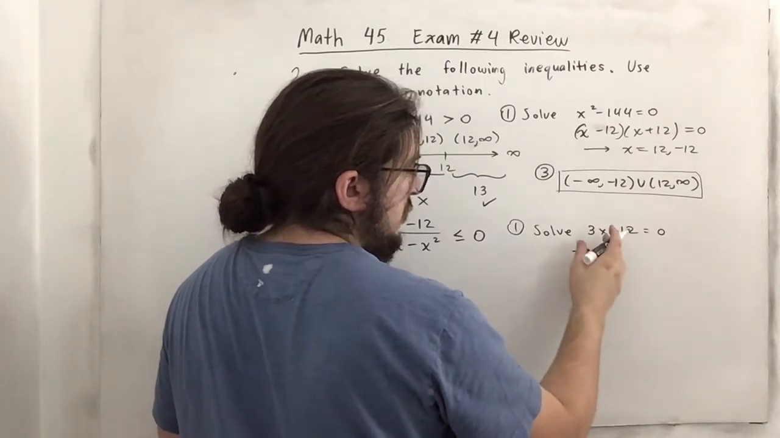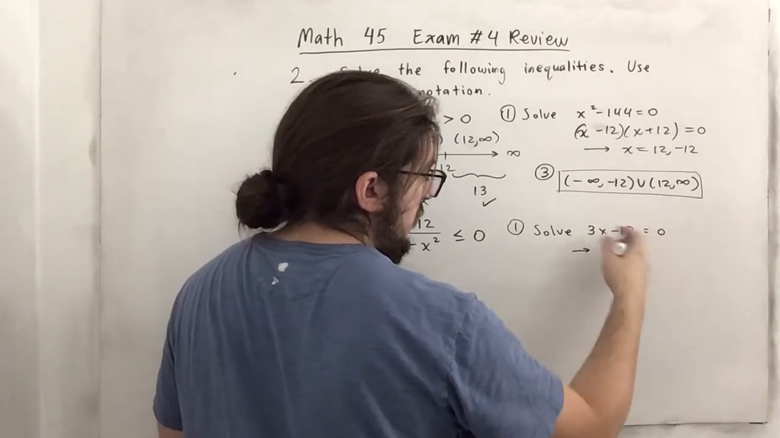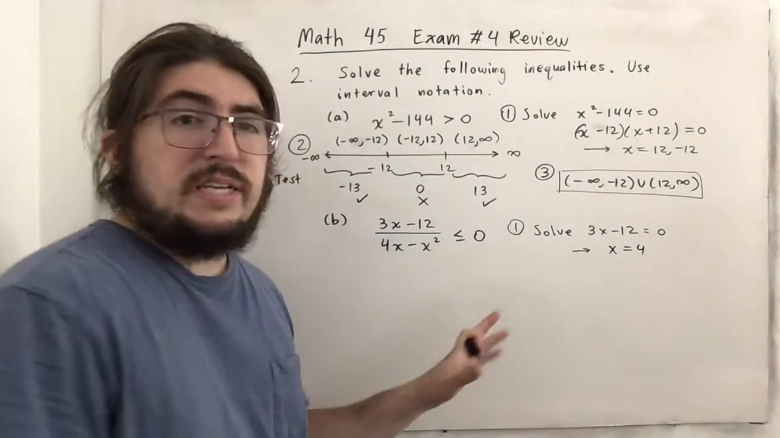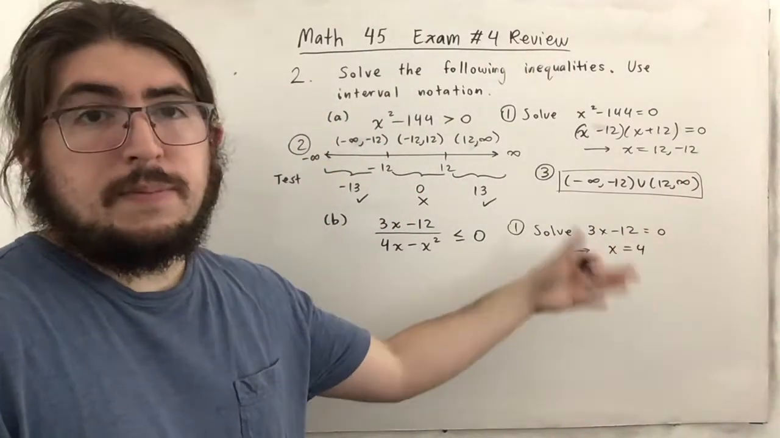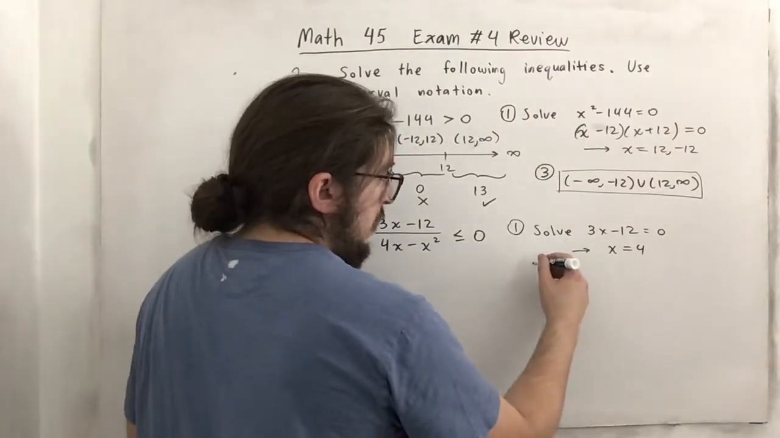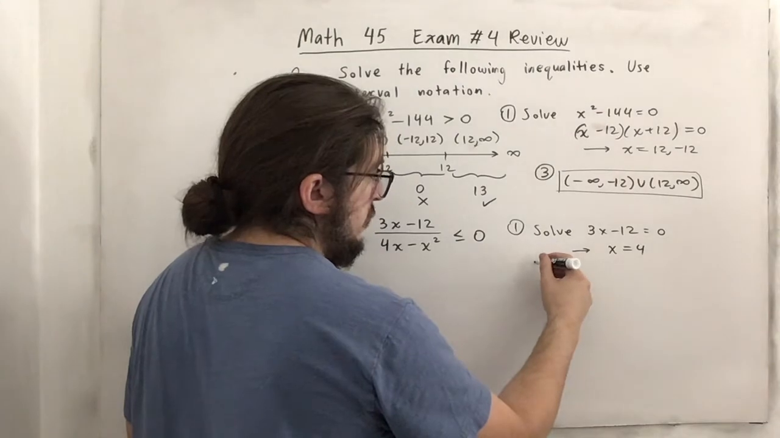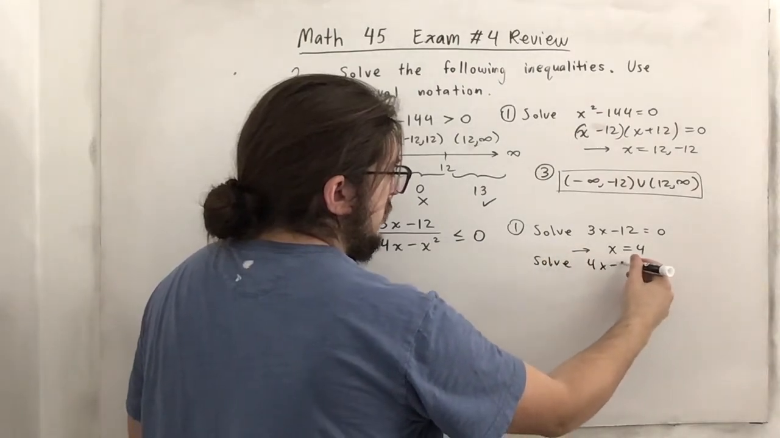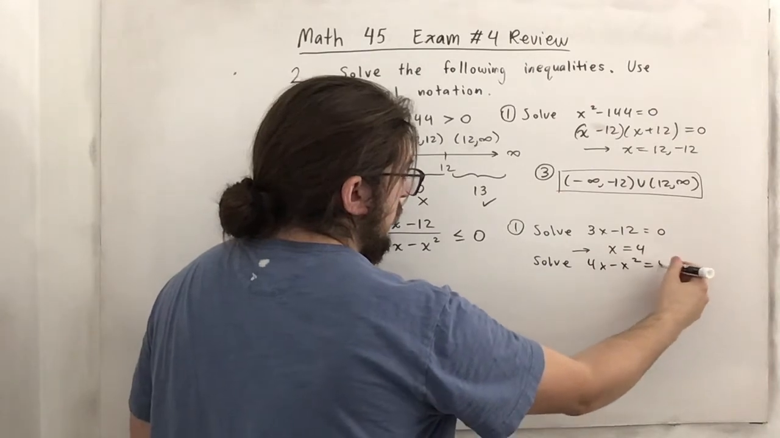That's pretty simple. If you just divide everything by 3, you get x minus 4, and then add 4 to the other side, you get x equals 4. Of course, a really quick way of seeing that is adding 12 and then dividing by 3. 12 divided by 3 is 4. So that's one value. But we also want to solve when the denominator is 0, so let me just say also solve 4x minus x squared is equal to 0.